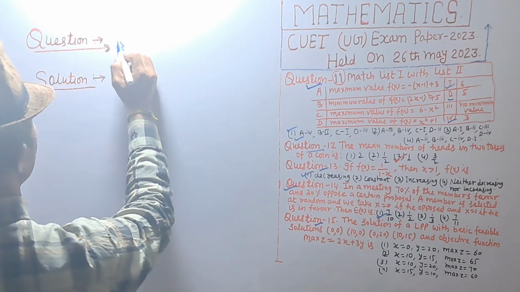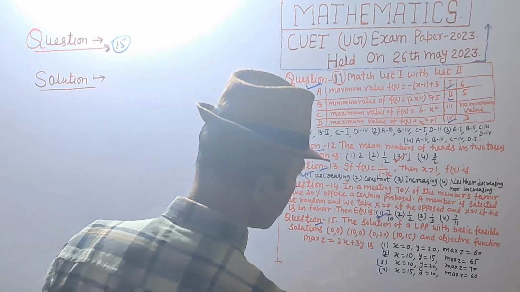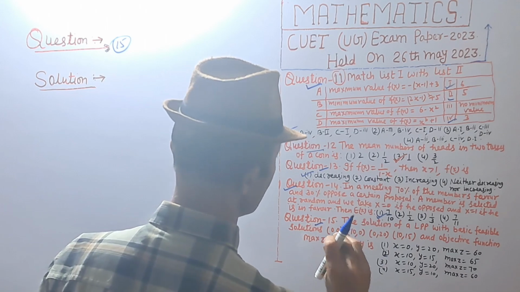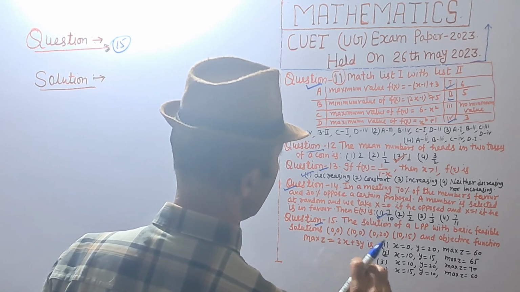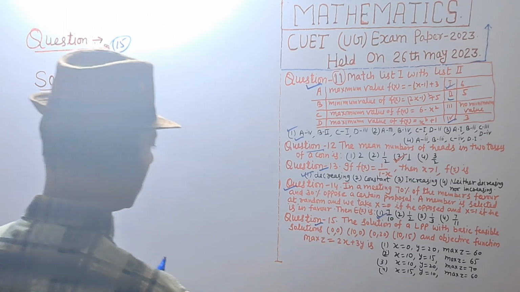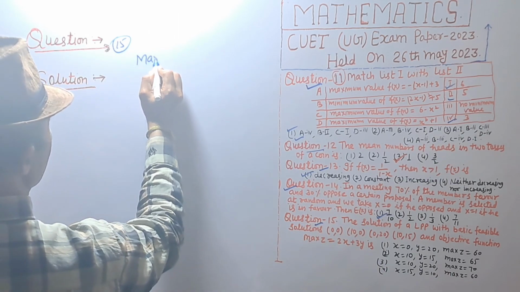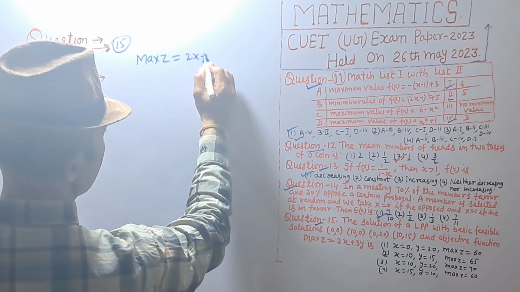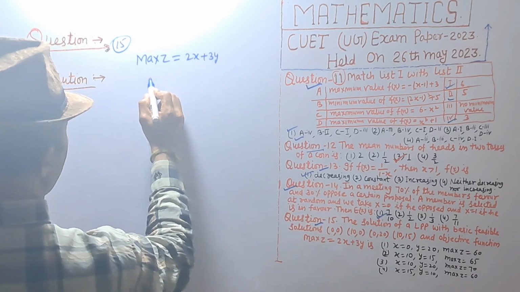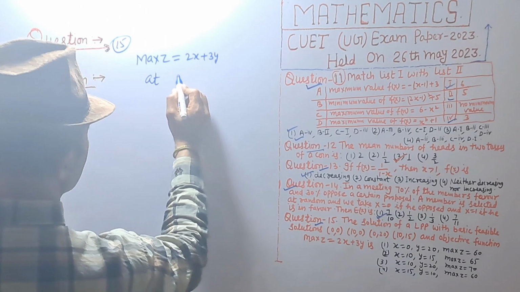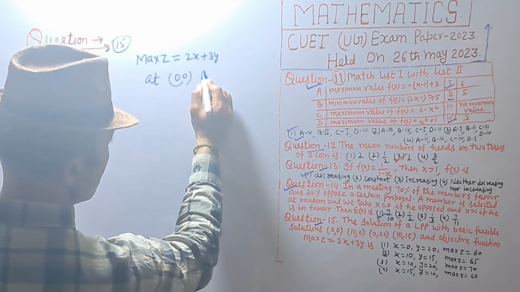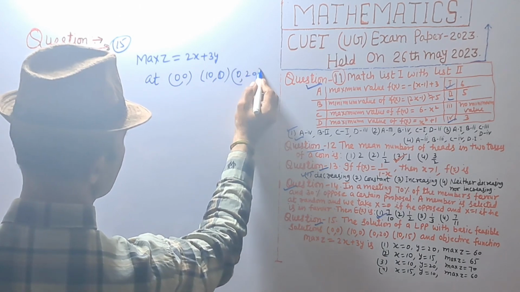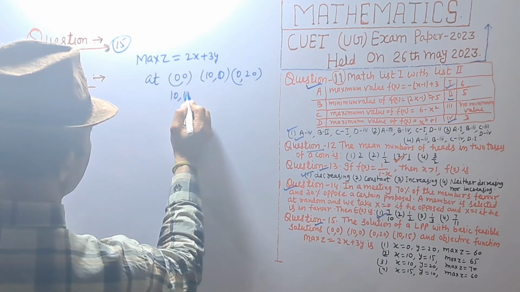Question number 15. The solution of an LPP with basic feasible solutions (0, 0), (10, 0), (0, 20), (10, 15) and the objective function maximize z. Max z is equal to 2x plus 3y at (0, 0), (10, 0), (0, 20), (10, 15).